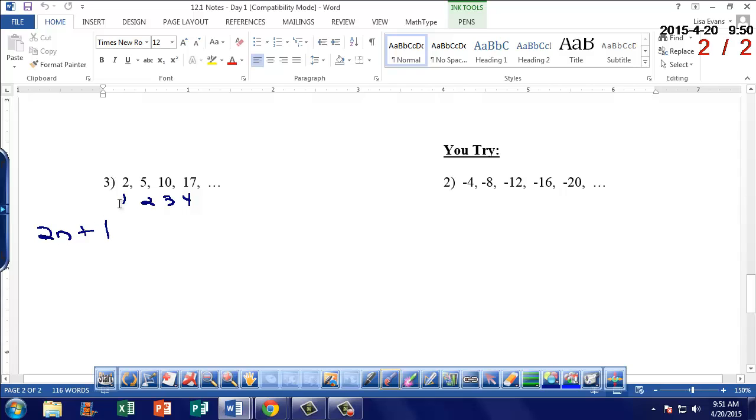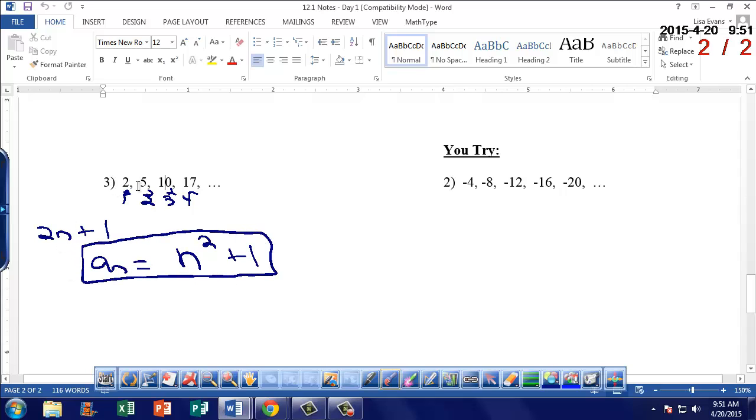Okay, let's think about it again. What if I square something? What if I square each of these? If I square each of these, how many am I off by? I get 1, that's a 2. I get 4, that's a 5. I get 9, that's a 10. I get 16, that's a 17. So actually, if I square it and add 1, that becomes my rule.